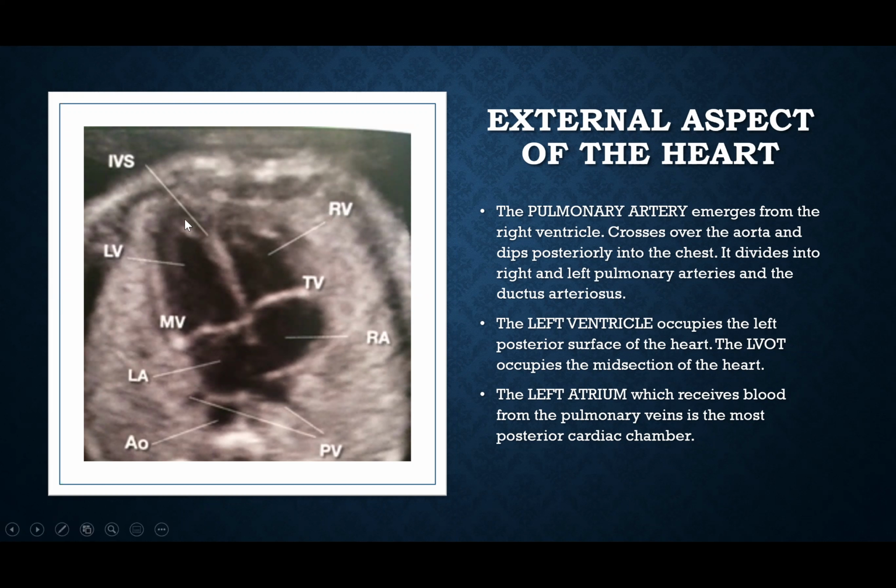The left ventricle is more conical in shape, and it occupies the posterior surface of the heart. The left atrium, which receives blood from the pulmonary veins, is the most posterior cardiac chamber. These little areas you can see coming off the left atrium are pulmonary veins, and that's one way you can distinguish the left atrium.